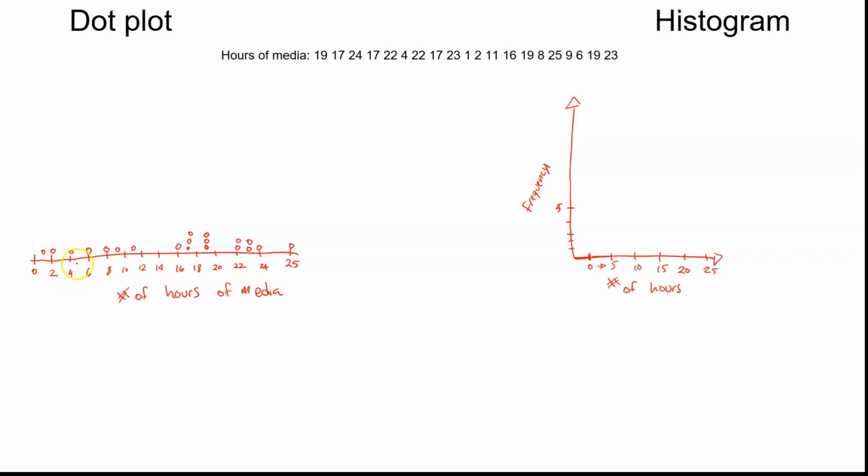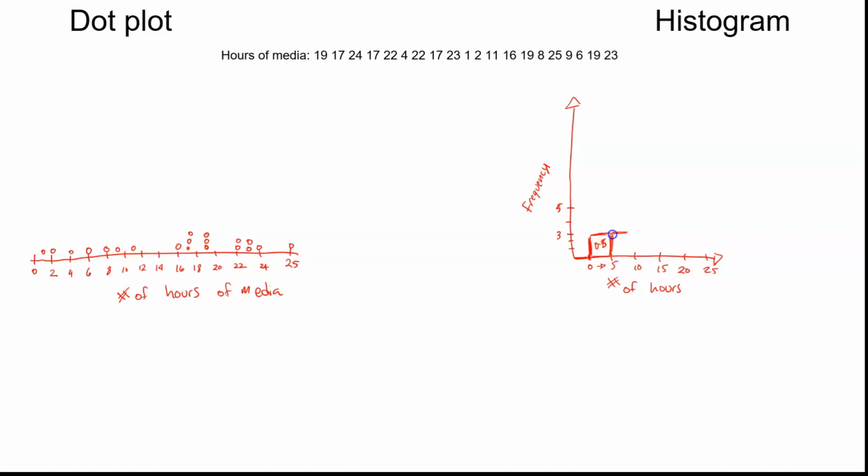So we have a 1, a 2, and a 4. So I have 3 people right here, 3 people who watched between 0 and 5 hours. This is 0 to 5. Right? And this is 3. And then from here to here is going to be 5 to 10, and we have a 6, an 8, and a 9. That is also going to be 3.